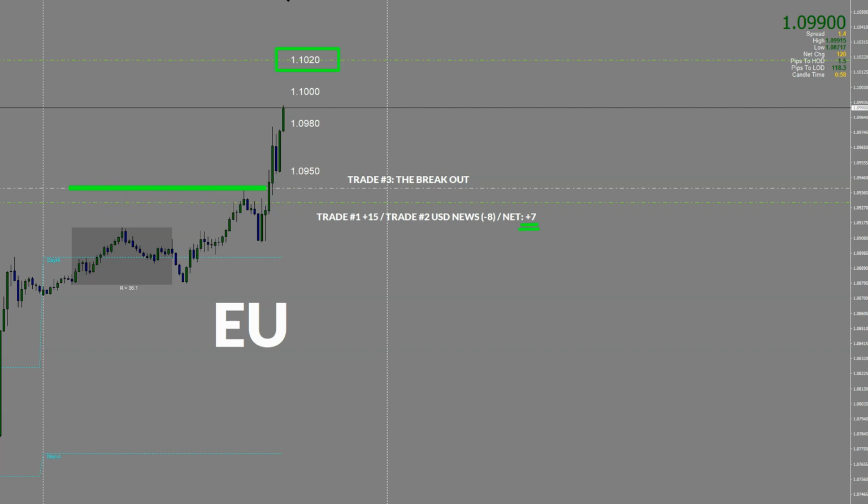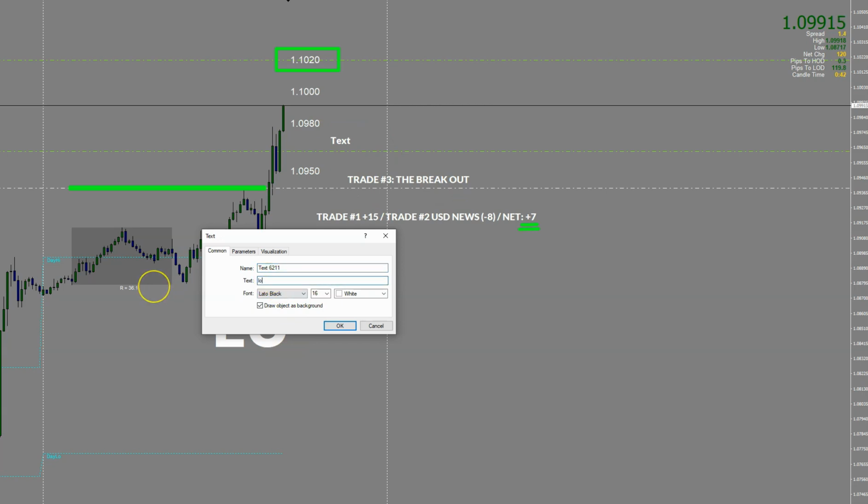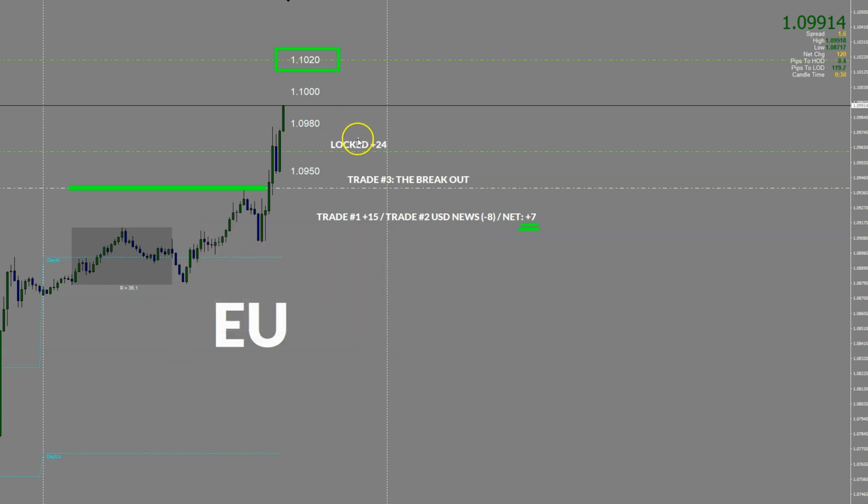I'm going to go ahead, though, now and move my protective stop to lock in profits on this trade. So let's go ahead and lock in 24 pips. That will be 3-1. All right, so I'm going to go ahead and put that on the chart, locked plus 24. All right, so using an 8 pip stop, that's 3-1 on this trade. We'll see what it does.